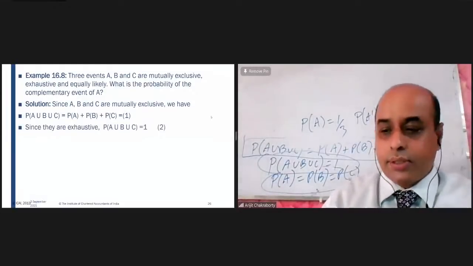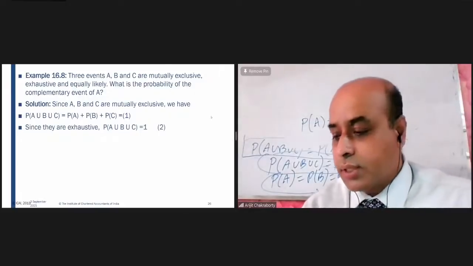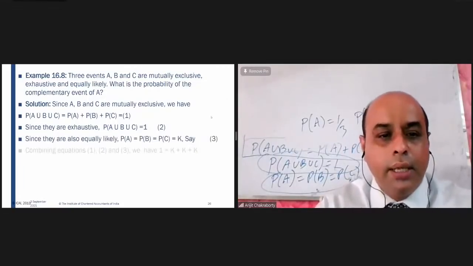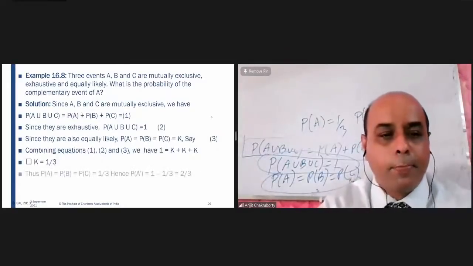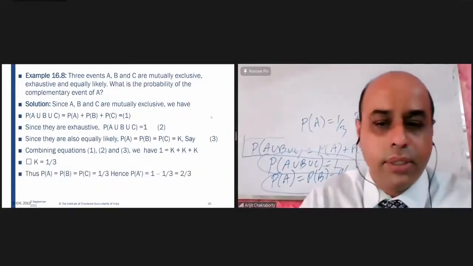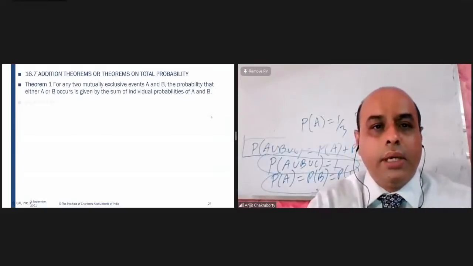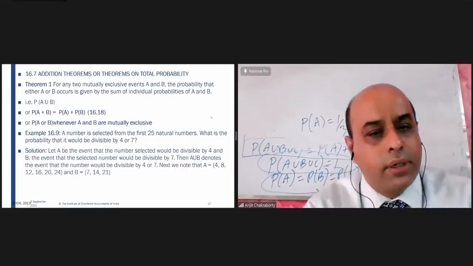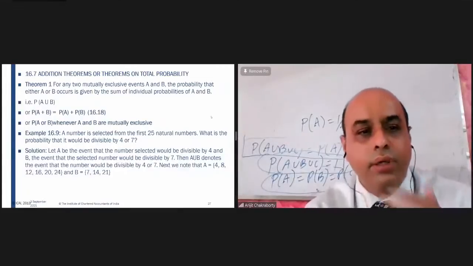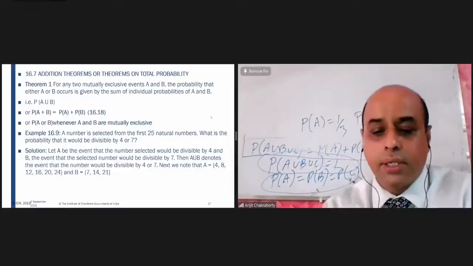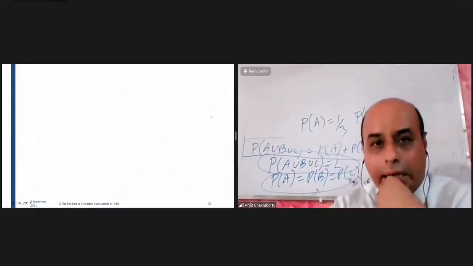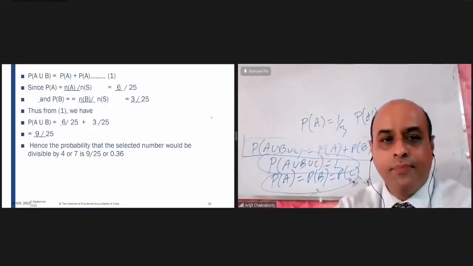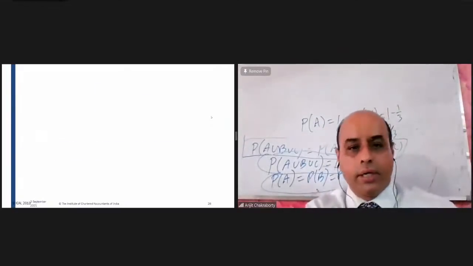This is a very, very important question, and a number of times it has come in different mock tests. So this is exhaustive. You can see P(A union B union C), therefore together they are equal to 1, which means the probability of A is 1/3, and therefore the complement is 2 by 3. Now there are some additional theorems which naturally follow, and you can check 16.9. I think it will be easy to understand, because now we know the important relations, what happens when 2 events are mutually exclusive, equally likely, and exhaustive in nature. This simple example is based on these 3 parameters which we have already discussed.